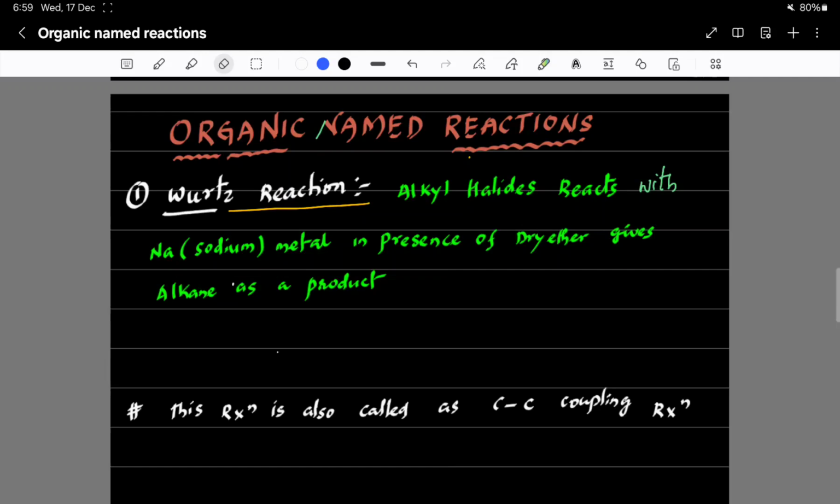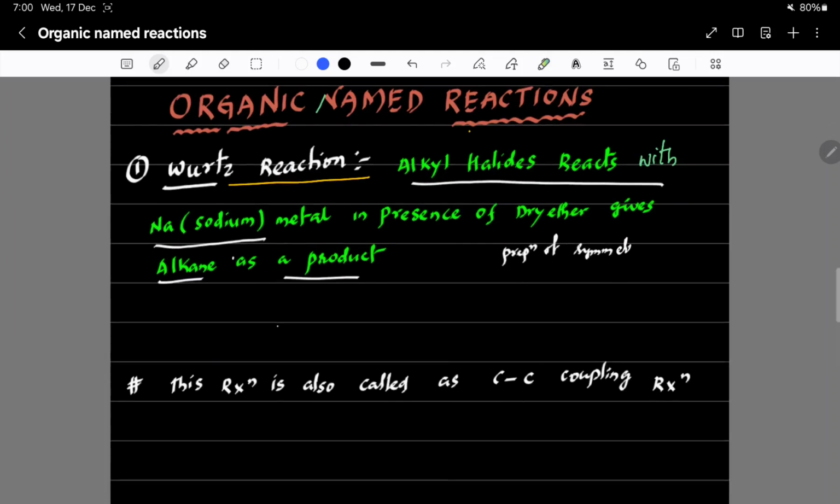So Wurtz reaction is, students, alkyl halides react with sodium metal in presence of dry ether gives alkane as a product. Wurtz reaction is mainly useful for the preparation of symmetrical alkanes. In this reaction, students, here we will take alkyl halide.